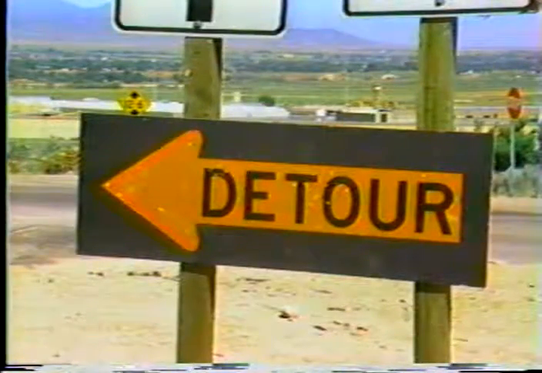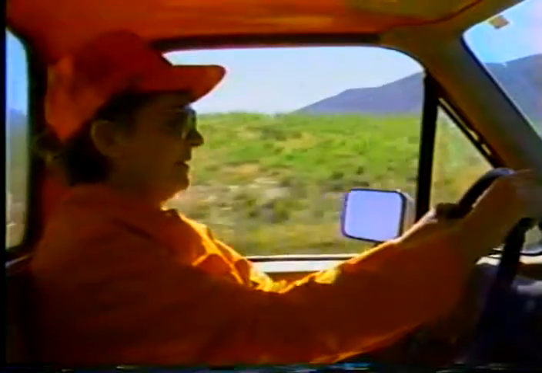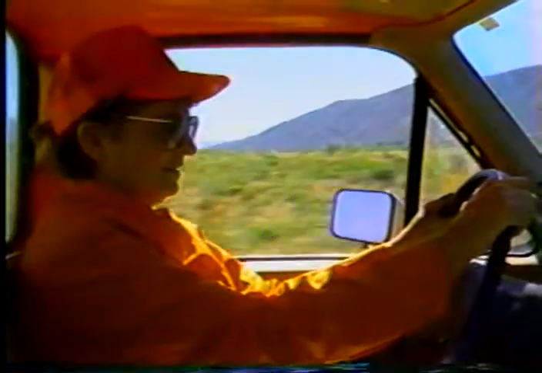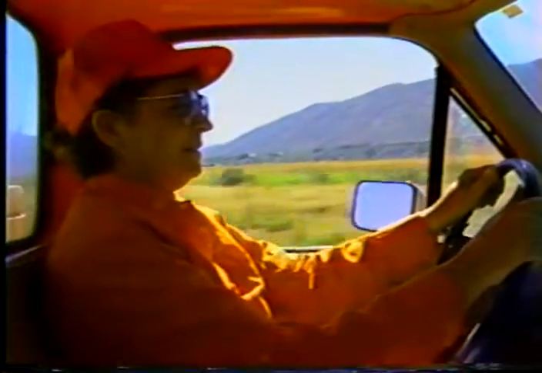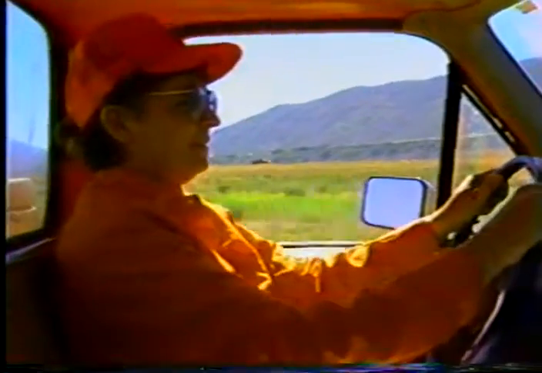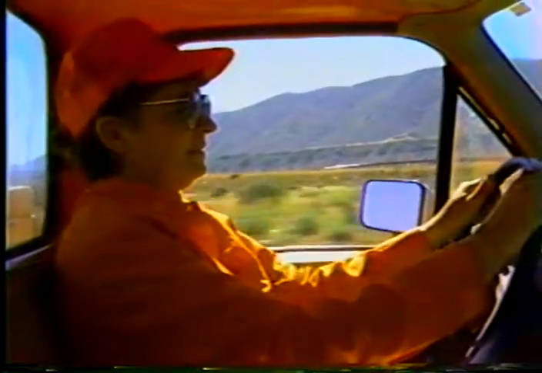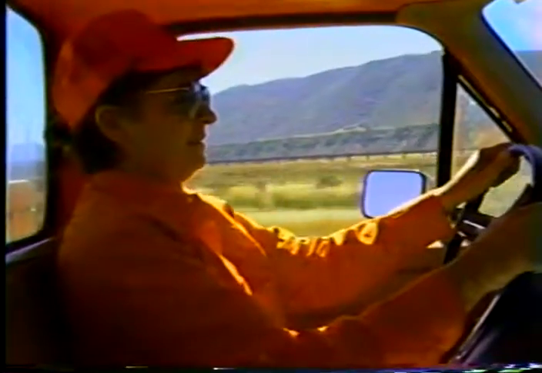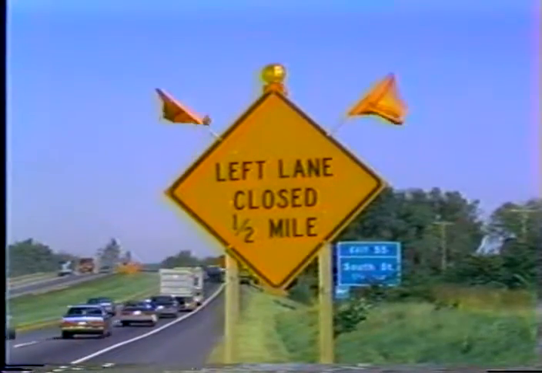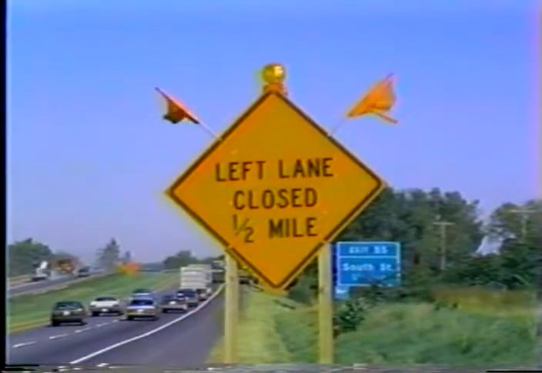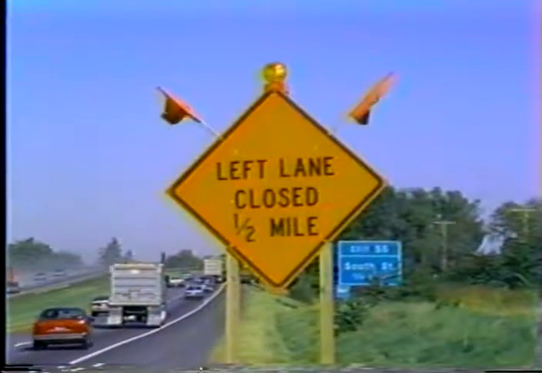Another case where correct sign placement is important is along detour routes. Periodically drive the detours to check the placement and quality of the signing. Ask yourself, if I were a visitor, could I find my way? Bring any problems you find to the attention of the contractor or his traffic control supervisor. Sometimes lights and flags may be required to draw attention to work zone signs. Make sure those devices are installed according to plan and kept up throughout the project.